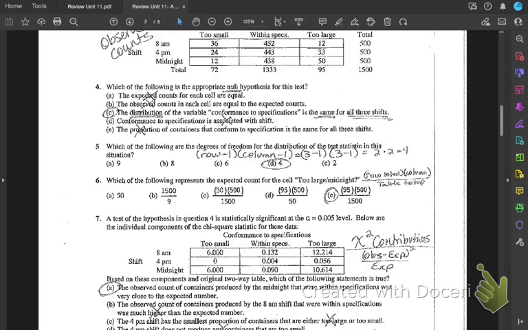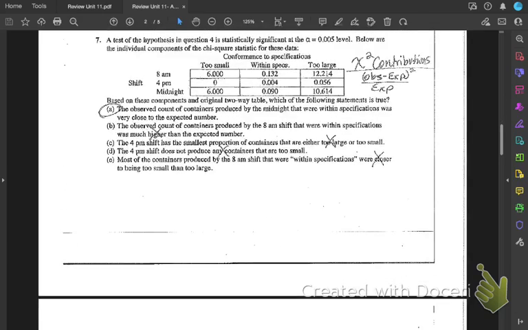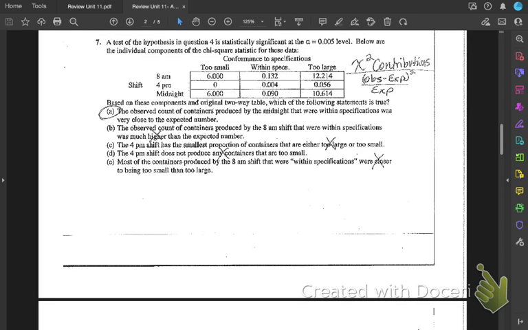Number 7 is an extremely tricky question. You have to be careful about what it tells you this table is. It says a test of the hypothesis in question 4 is statistically significant at the alpha equals 0.05 level. First of all, what does statistically significant mean? That means that we have rejected the null hypothesis. And why do we reject the null hypothesis? That's because our p-value is less than our alpha value, okay? So statistically significant, we have rejected the null hypothesis.